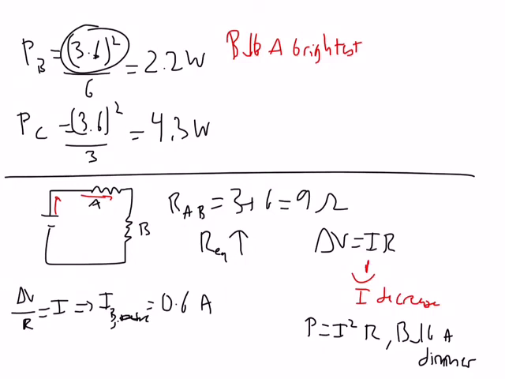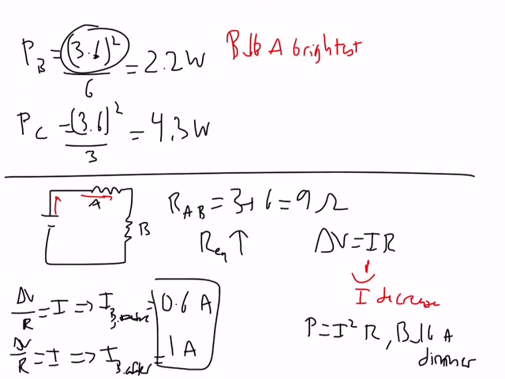Now, because it's in series with bulb A, it gets the total current. So let's calculate what that new total current is using that equivalent resistance of 9 ohms. So delta V over R equals I. So this tells us IB after is 1 amp. Right? So we can compare these numbers. We see the current is increased, and then by the same reasoning here, bulb B must be brighter.